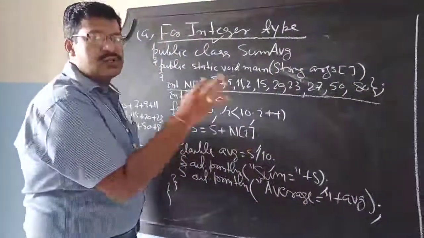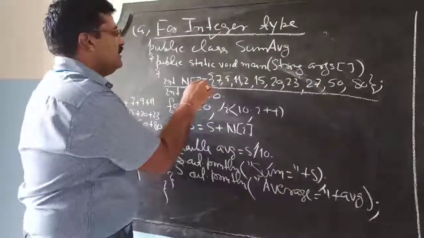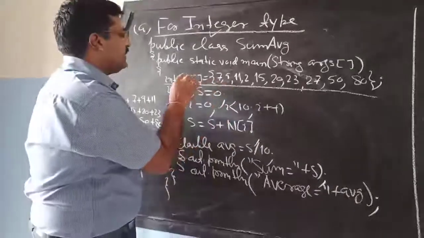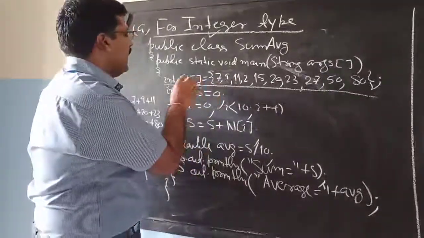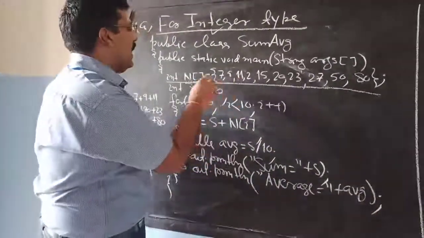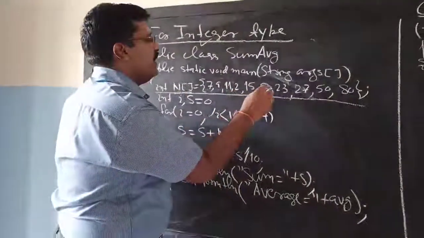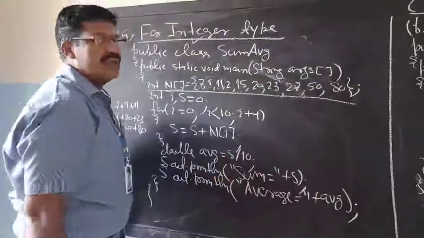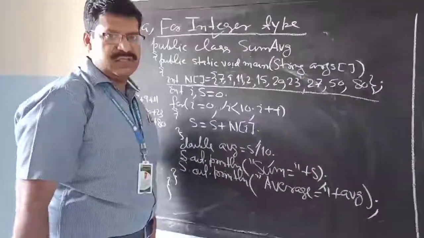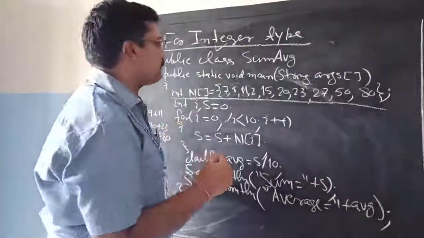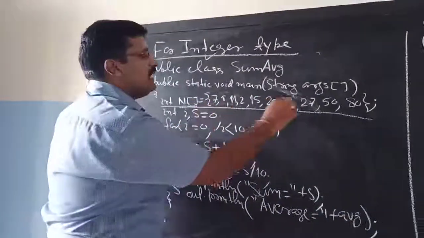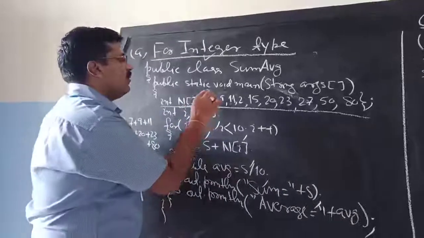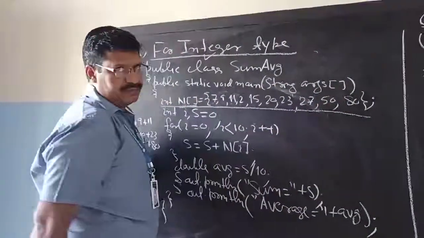When it is stored in the computer's memory, this 7 will be stored at n0 place, 9 at n1 place, 11 at n2 place, 2 at n3 place, and then n4, n5, n6, n7, n8, n9. In an array, counting begins from 0, just like a string. So all these numbers will be stored in a single dimensional array from n0 to n9.